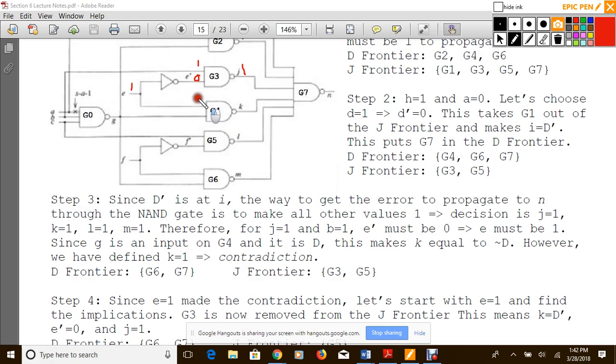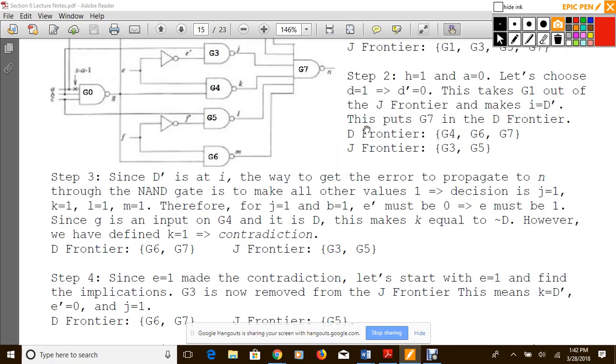So then we have to imply what's going on here. So G3 is now removed from the J frontier. This means that K equals D bar, E bar equals 0, and J equals 1.